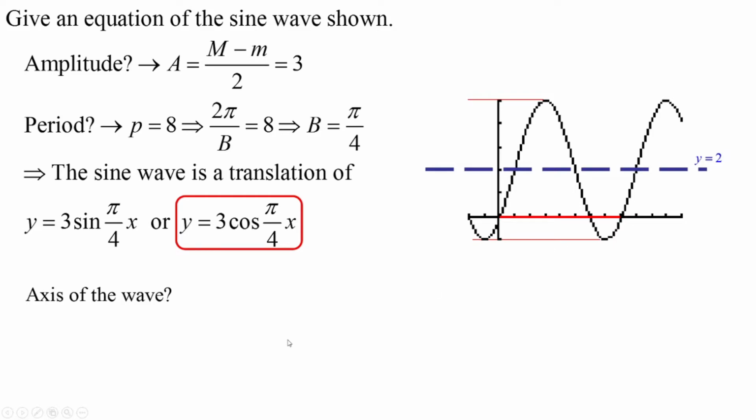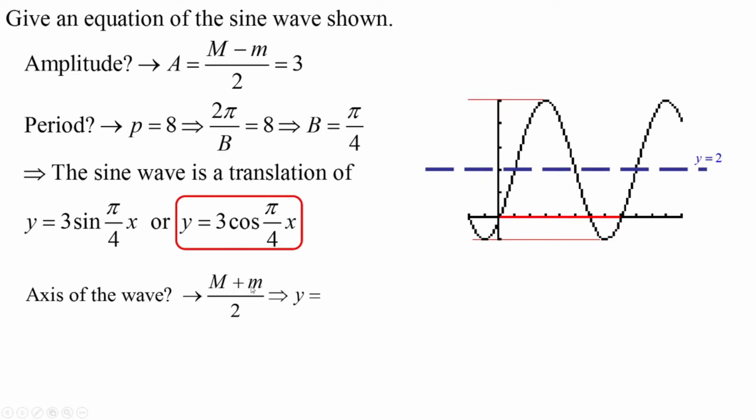But let me show you why. Okay, there's a formula for the axis of the wave, which gives us our k, that is very similar to our amplitude formula, except it is max plus the min divided by 2 equals, now take a look here. Max was 5, the min was negative 1.